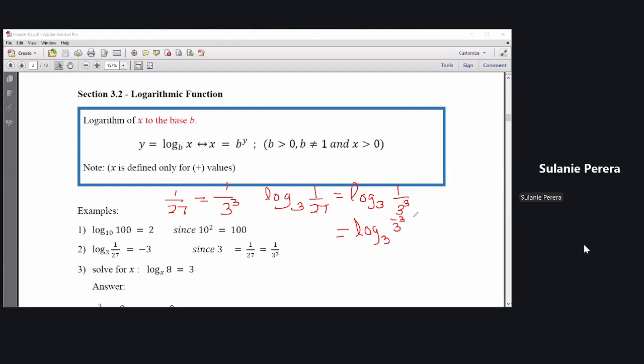And remember, using log properties, you can bring this minus 3 to the front. Minus 3 log base 3 of 3. So you all know this is equal to 1. 1 times minus 3 is minus 3. You may copy it down. Okay, you can copy it down.